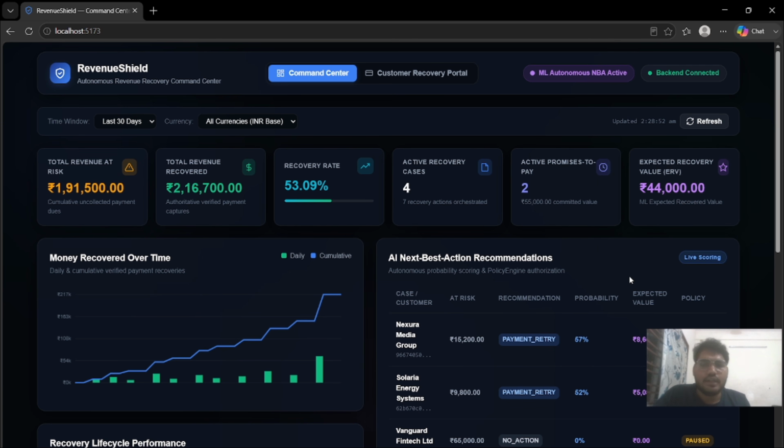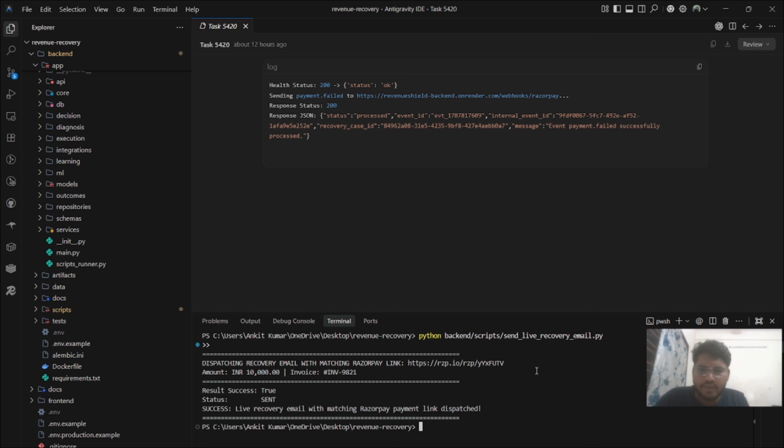Let us see the live outreach in action on this platform. I'll be dispatching a recovery mail of rupees 10,000 to one of our merchants. It says the live recovery mail with matching Razorpay payment link is dispatched. So let me refresh my mail. Okay, here you can see that I have got a mail from Revenue Shield, and it says that I have a payment of rupees 10,000 that has been declined by the bank due to temporary fund shortage. And also there is a Razorpay payment link.